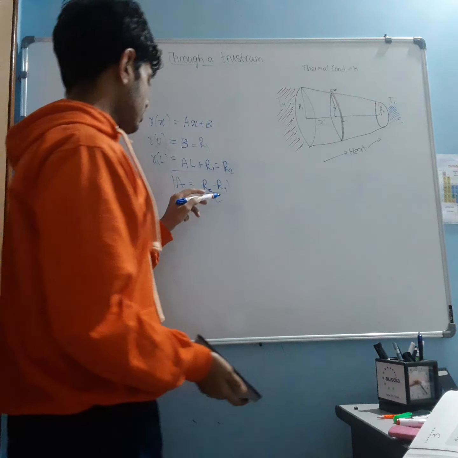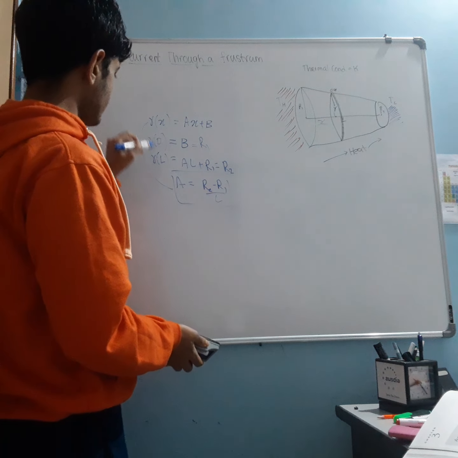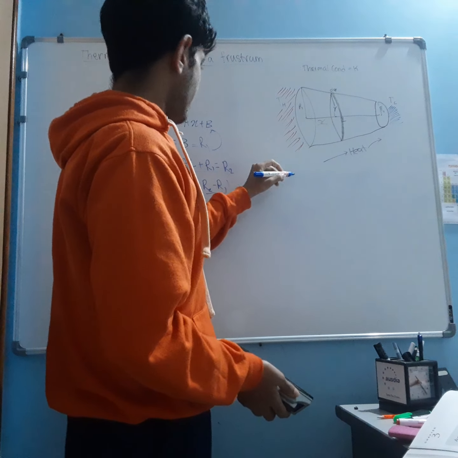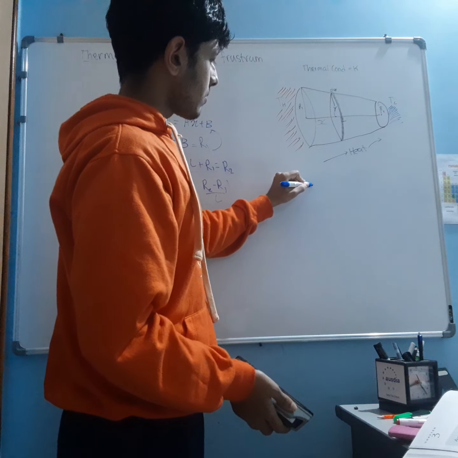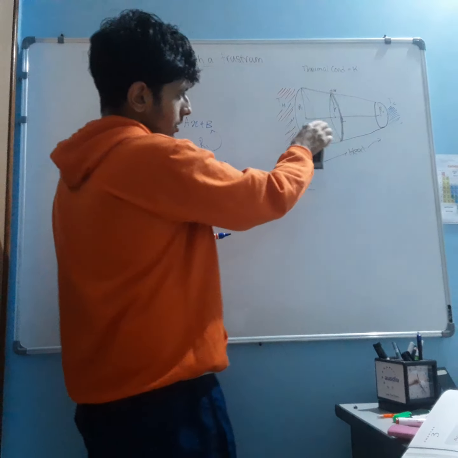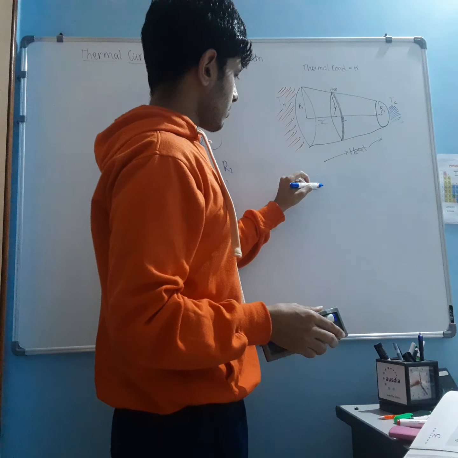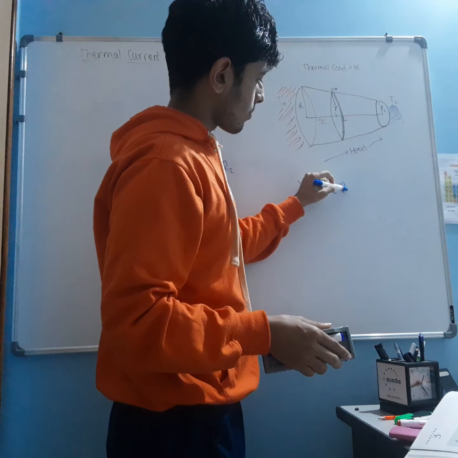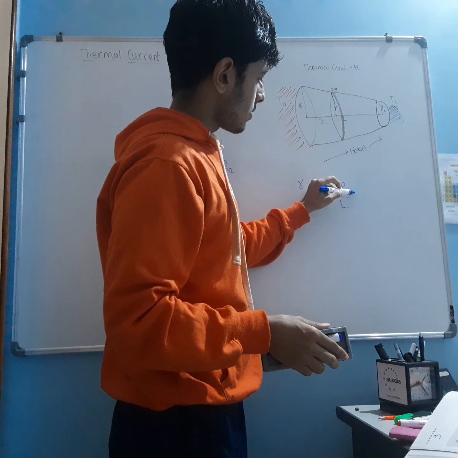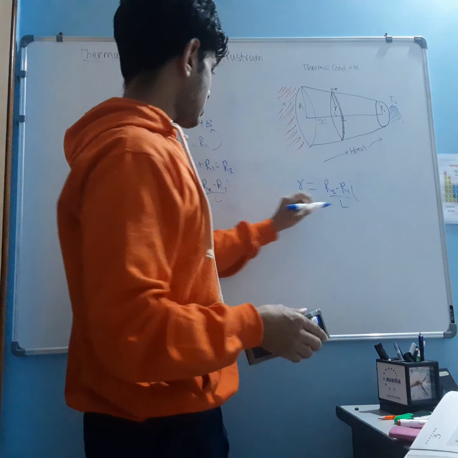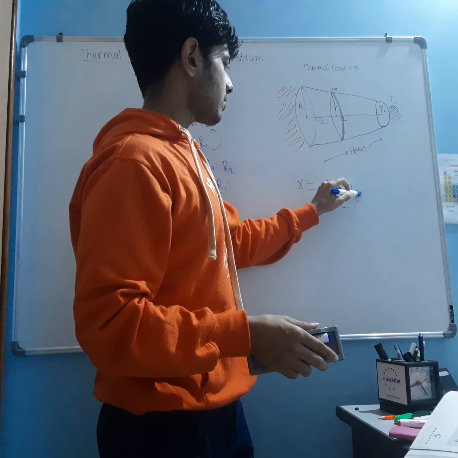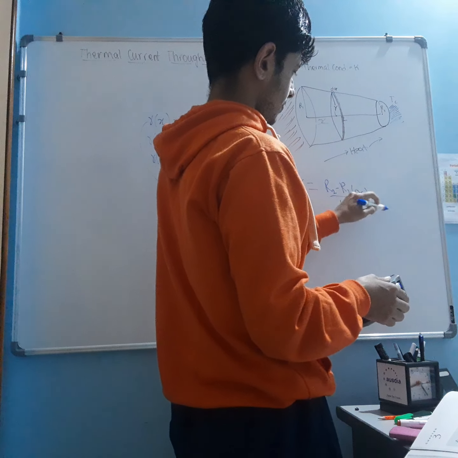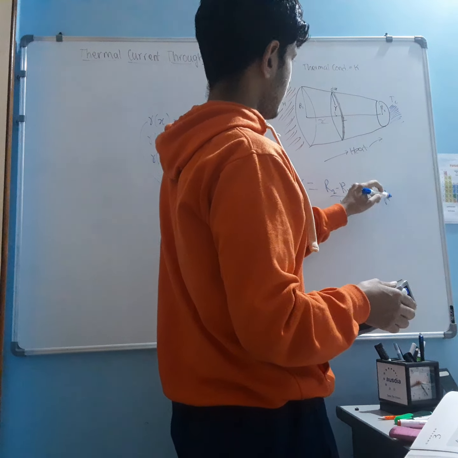Substituting both of these values into the original linear equation, we have R at a distance of x is equal to R2 minus R1 divided by L times x plus R1.